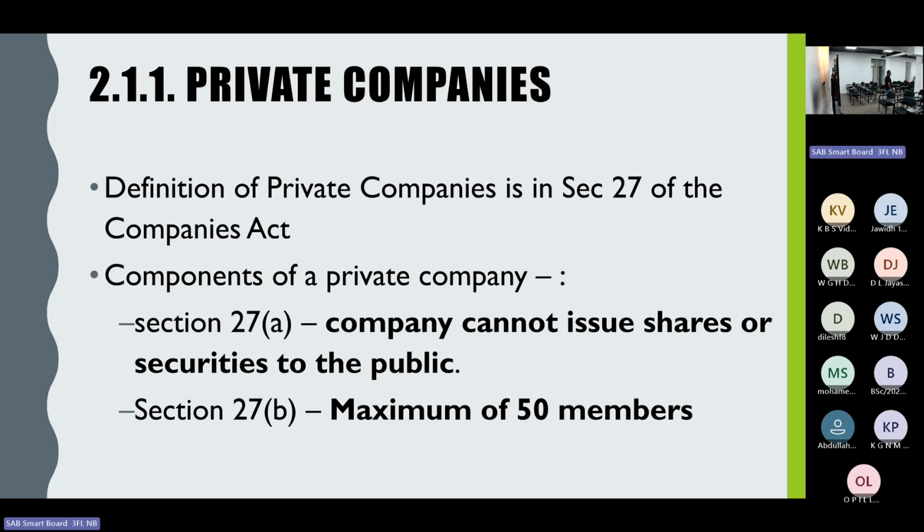What is a private limited company? It should limit its members to 50, excluding employees. There are 49 members. Employees can be excluded. So two of them were given contracts of employment, then they can be excluded. Then now it is 47. Now how many more members can be members of this company? Three.